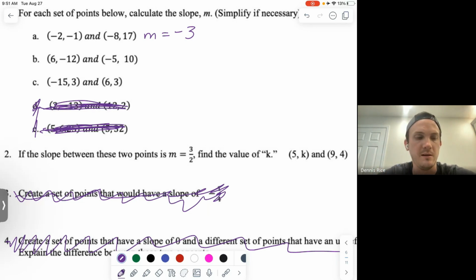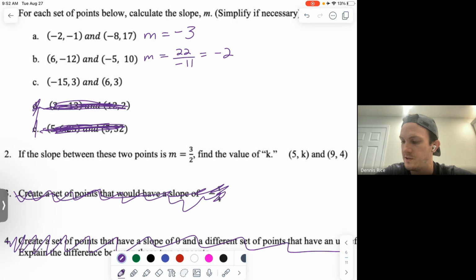Okay, for b, what did we get for 1b? -2. So here we have 10 minus -12, which is 22. I guess maybe we'll spell out the work a little bit. 22 over -5 minus 6 is -11. This should be -2.